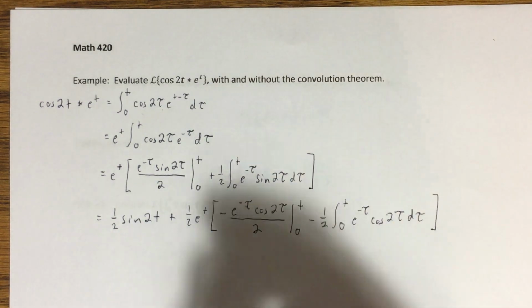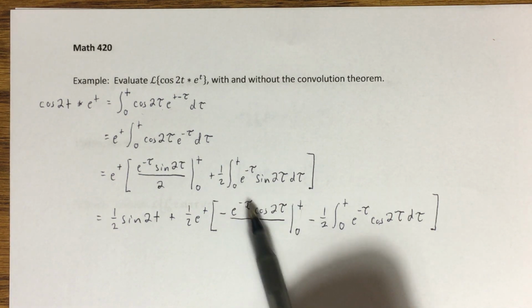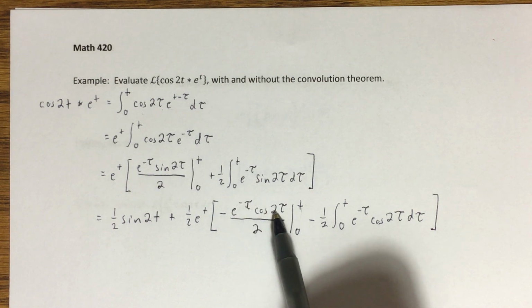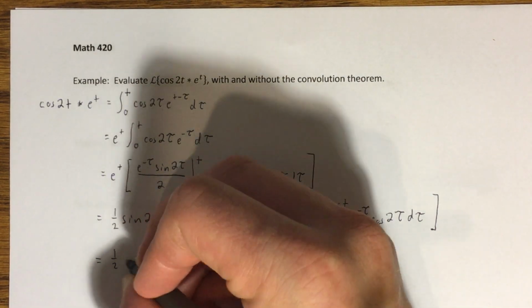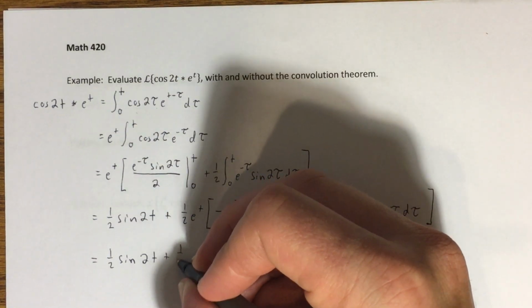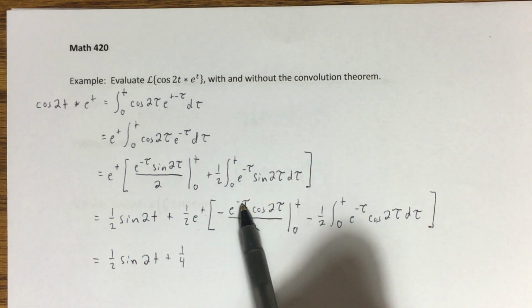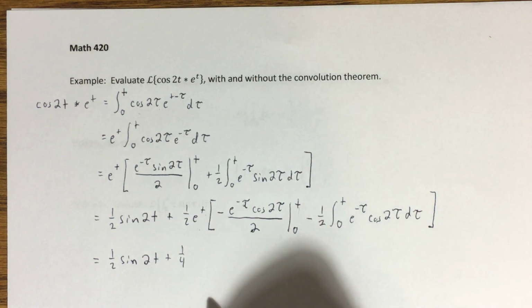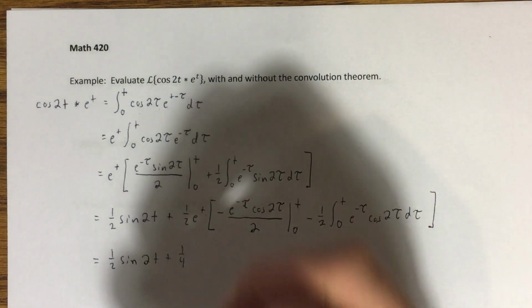Okay, and then evaluating this at my limits of integration here. Plugging in t, I'm going to get negative e to the negative t cosine of 2t all over 2. I'm going to take this 1/2 here and bring it out to this guy to make it a 1/4. So I'm going to have 1/2 sine of 2t plus a 1/4. Then if I distribute that e to the t in, this becomes e to the negative t, which will cancel with that, and that's going to leave me with negative 1/4. Sorry, that should be a negative.